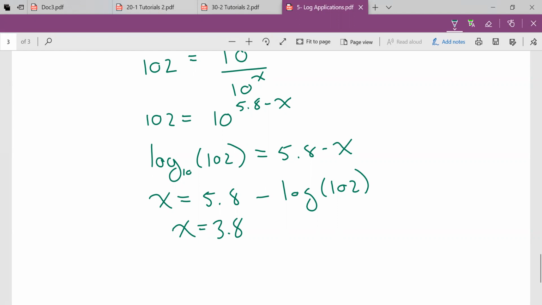There it is, friends. That's how you do the applications questions. Decibels, pH, earthquakes, they're all pretty much the same.